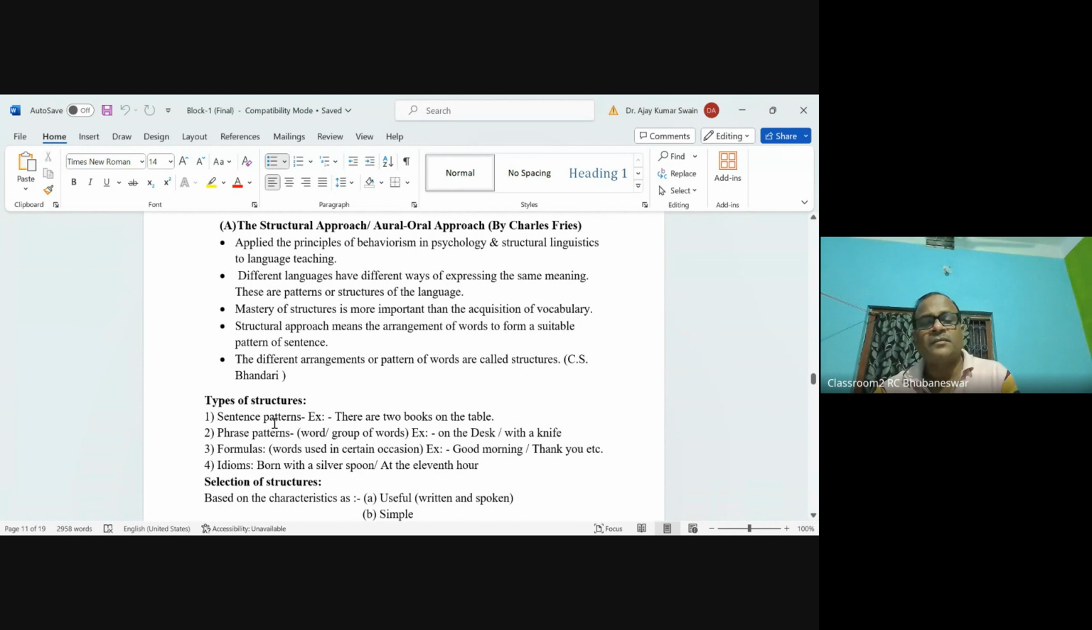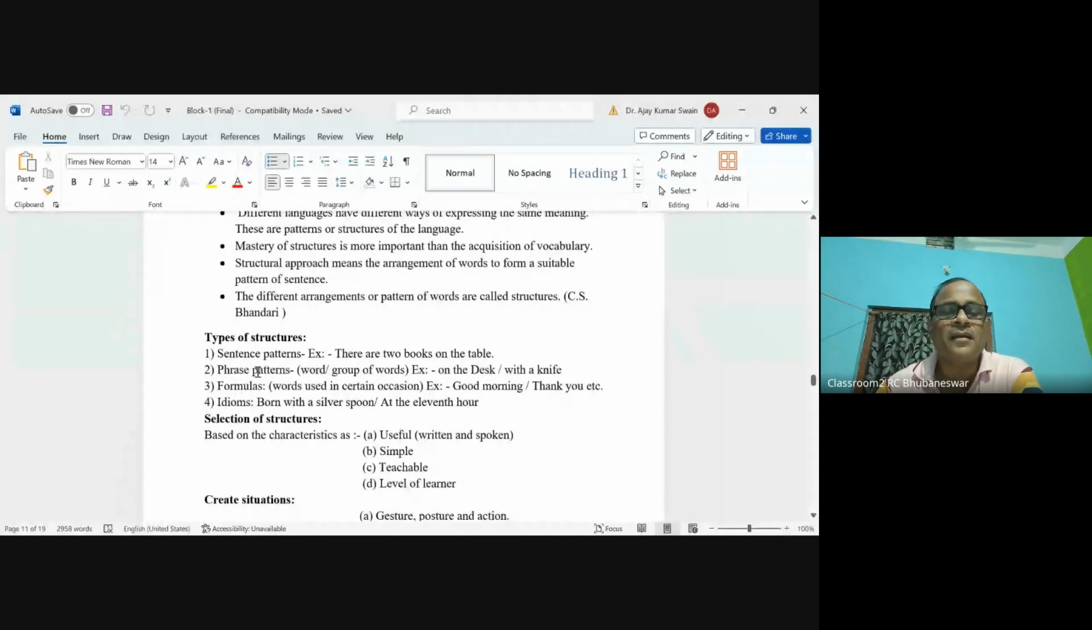Sentence pattern: there are 2 books on the table. This is a complete sentence. It is known as sentence pattern structure. Phrase pattern: a word or group of words like on the desk. On the desk is a structure. With a knife is a structure. It is a phrase pattern structure.